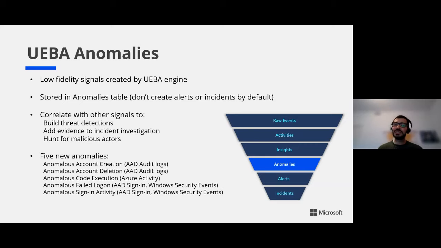We have launched this new feature with 5 new anomalies that you can see right there. Anomalous account creation, anomalous account deletion, anomalous code execution, failed logon, and sign-in activity. And you can see also on the right the different log sources that we take into account for each of those anomalies. And by the way, we are working on bringing many more of these anomalies. We have multiple of those now in preview, so we encourage you to try them on.